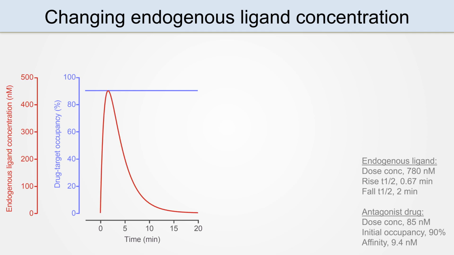Now let's bring in the endogenous ligand. Here in red is the concentration of the endogenous ligand. The concentration changes over time. We have a steep rise, a peak, and then a decline back to zero.